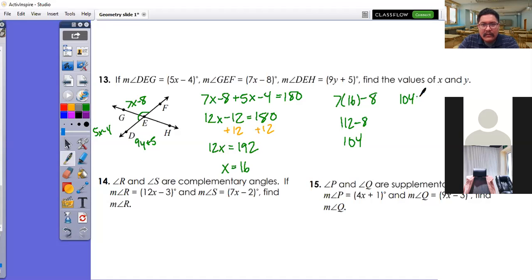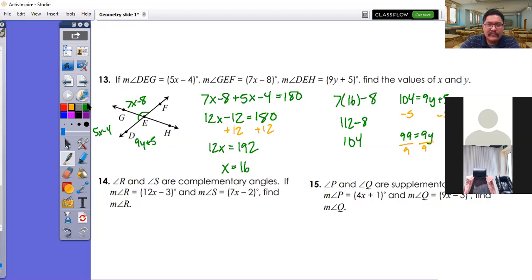104 equals 9y plus 5. I'm going to have to plug it back in and solve it. So I guess I was wrong. It's only because I was looking for the total angle and not the whole thing. But luckily, even with that, I can still work out this problem. And it still is not that tough.